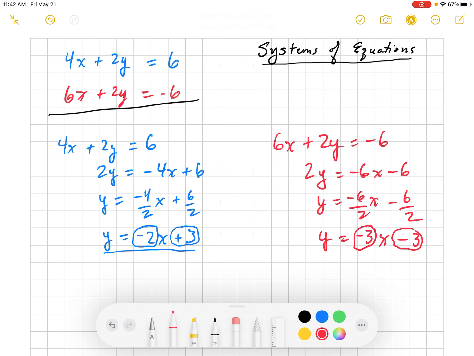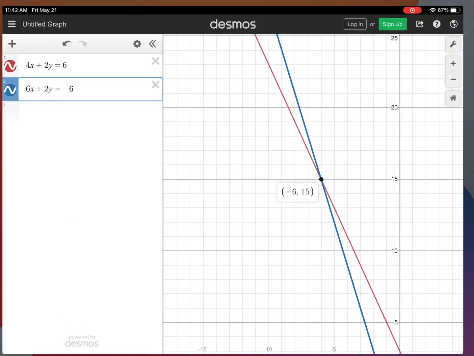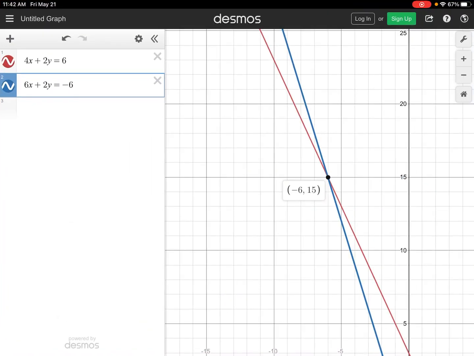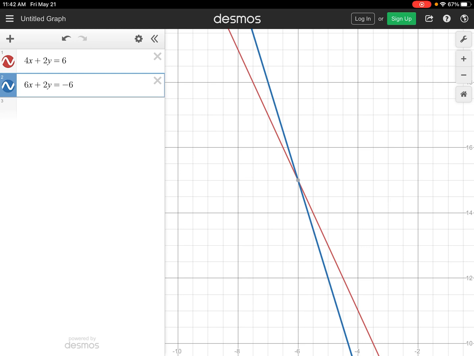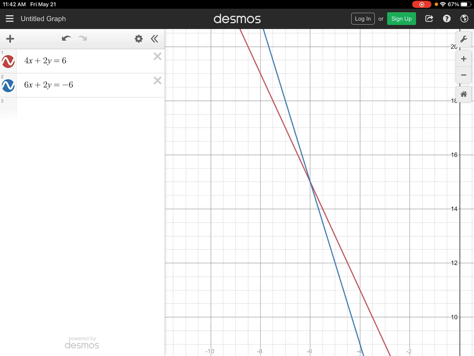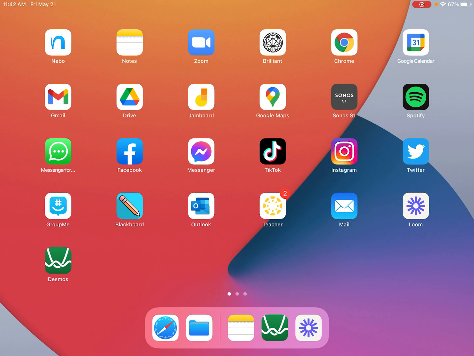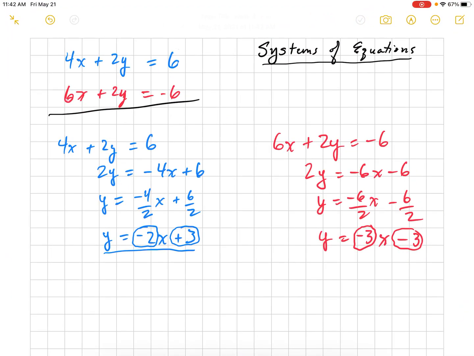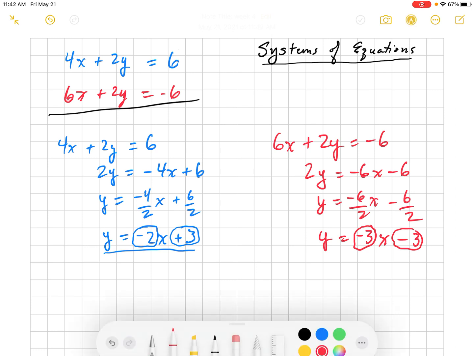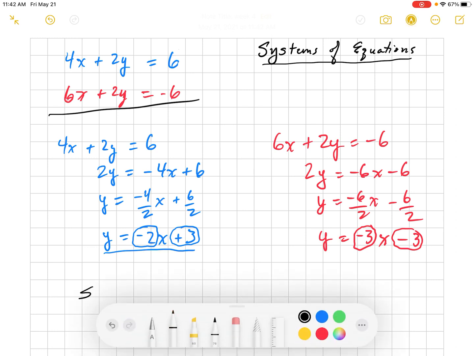And we saw what these two equations look like when they're graphed. We look at Desmos and you can see here they are graphed together, and they have that point of intersection at negative 6, 15. If we go back, let's take a look one more time. We have a slope on the first one of negative 2 and a slope on the second one of negative 3. What happens if the slopes are the same?